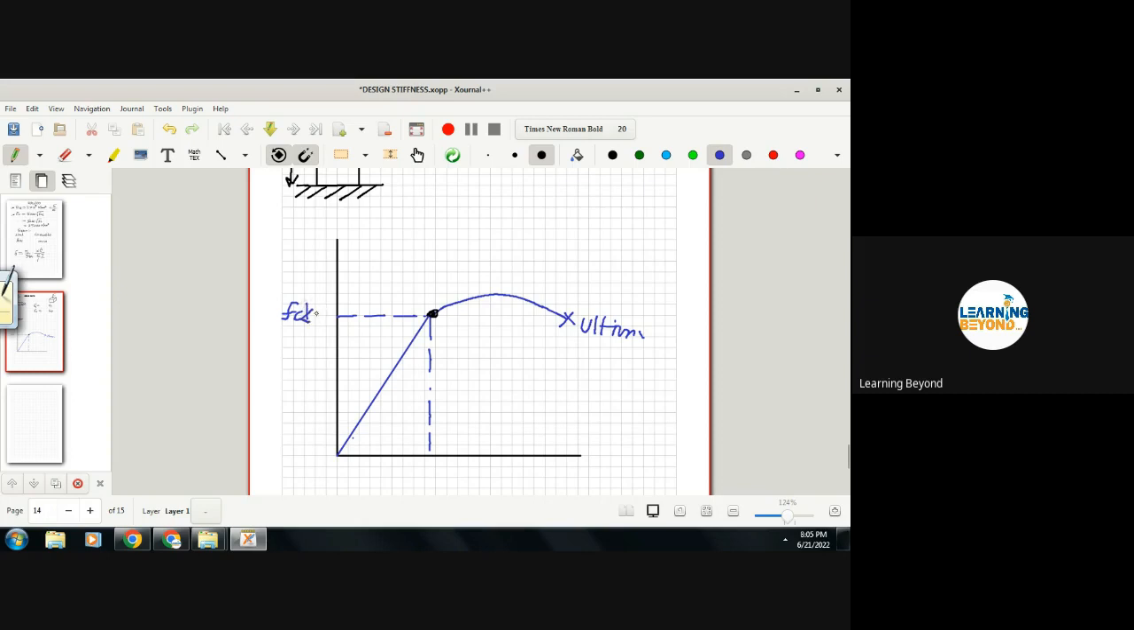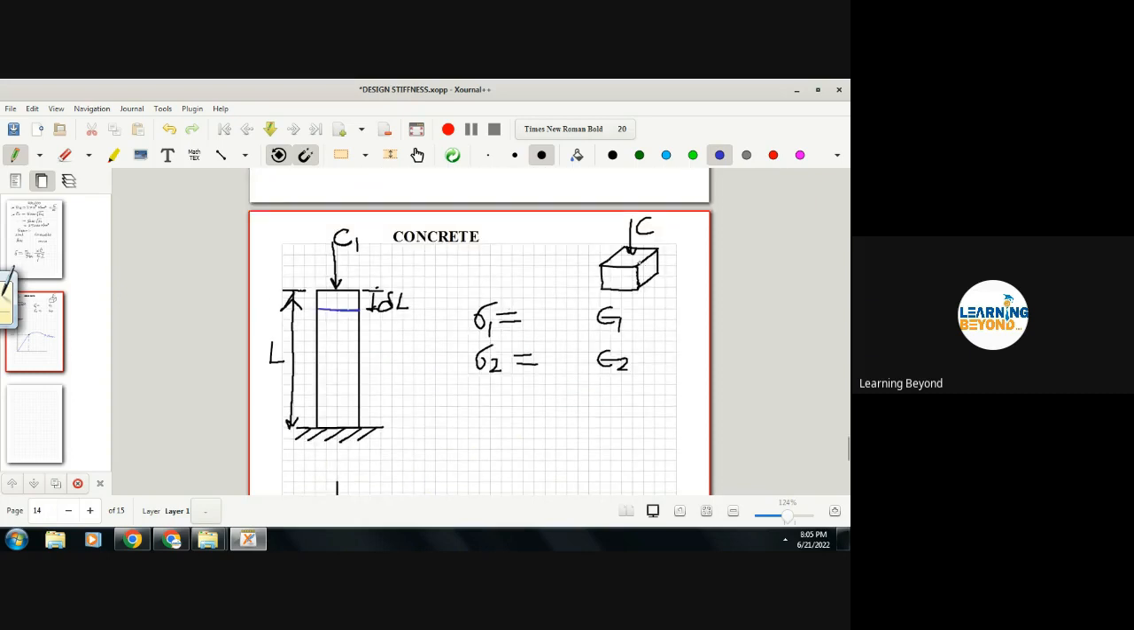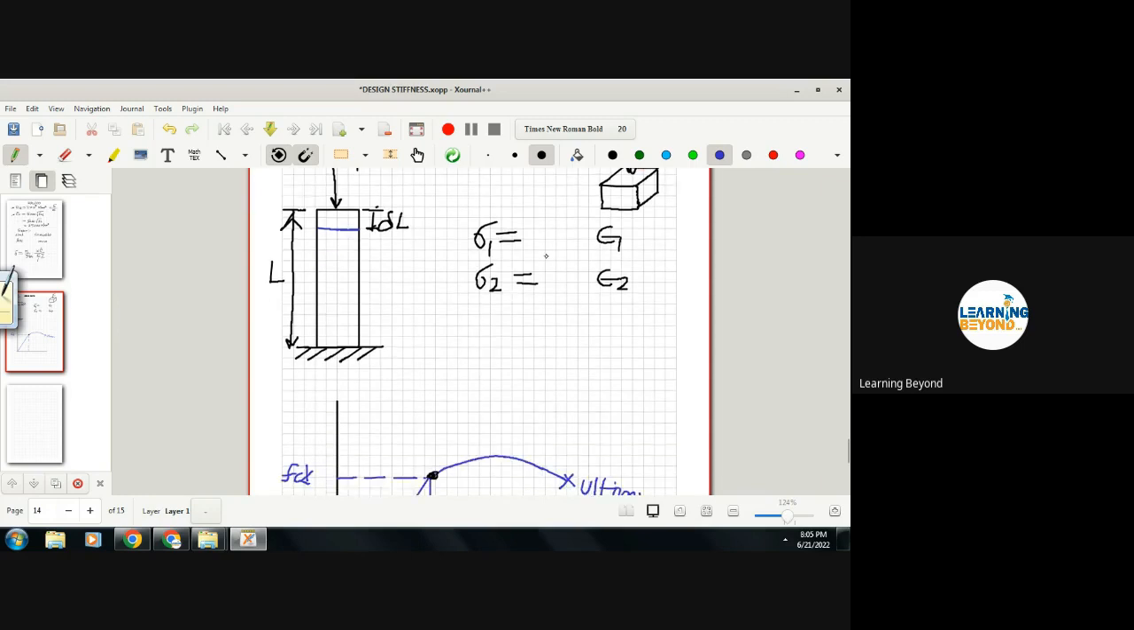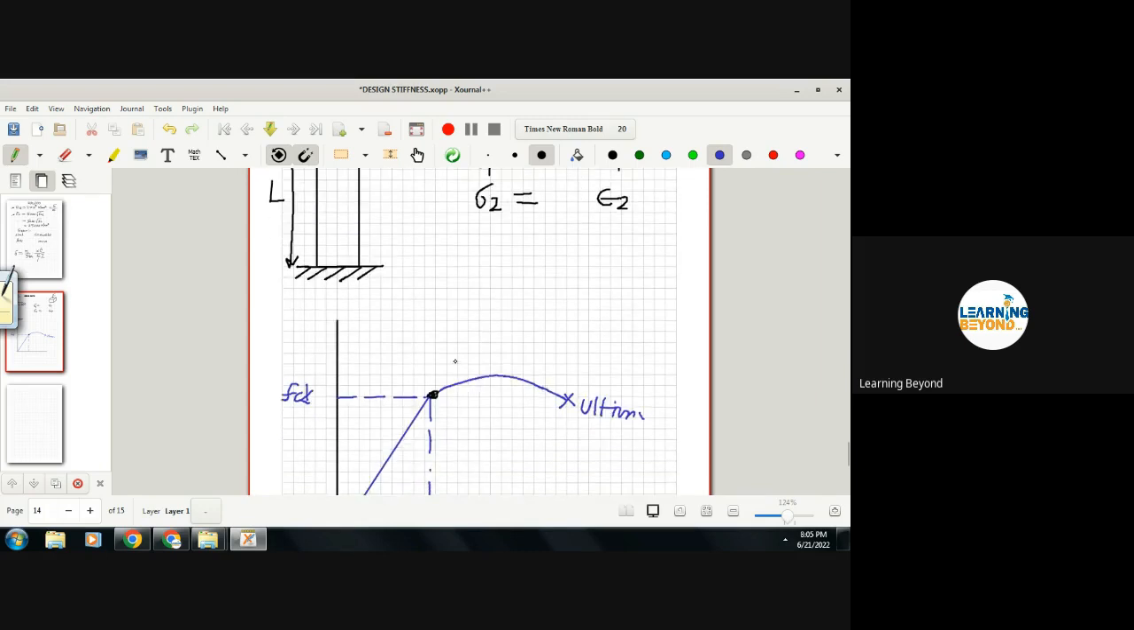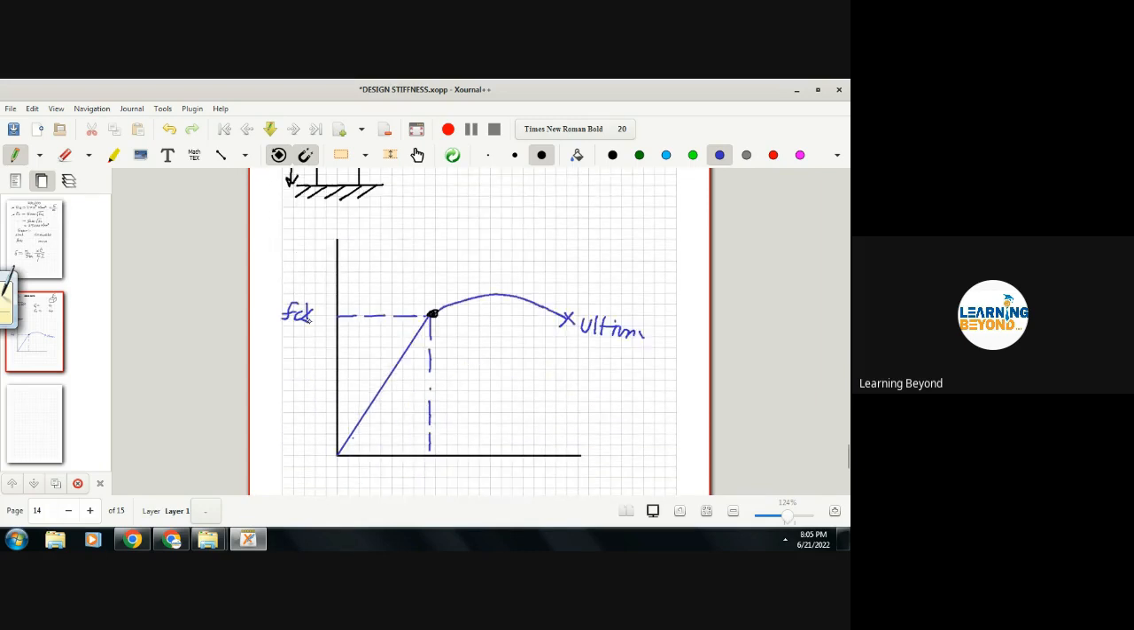So this characteristic strength means what happens? We test different cubes in the lab, and if 95% of samples are passing, then whatever yield stress we get, we call it FCK. You just go through the IS code and read all the definition and meaning of that. But generally we say that whatever samples we are taking, 95% should pass, and then you can take their values as FCK. So this is the FCK value.